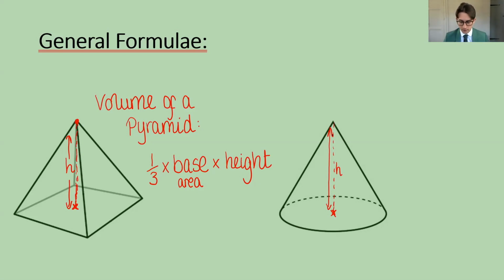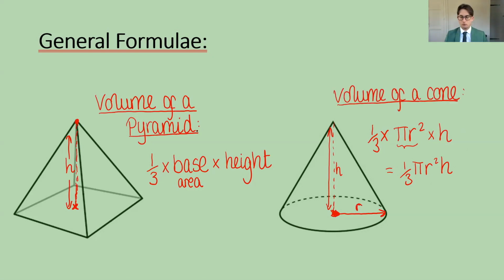And we can do the same thing in that it's a third times the base area. So we should recognize that the area of a circle is pi r squared. So this is equal to a third pi r squared h, where r is the radius from that central point to the edge. So this is for a cone. Right, so some important formulae there that we're going to use moving forwards.